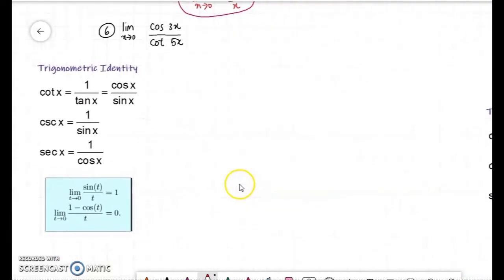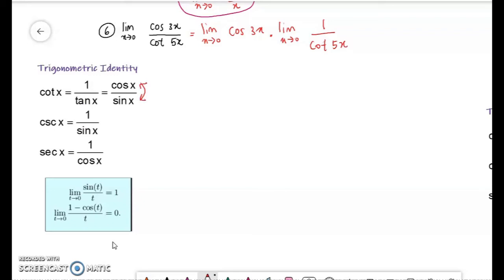So here we have cosine 3x over cotangent 5x. Similar to the previous example, what you can do is separate it first. So for cos 3x, times the limit as x approaches 0 of 1 over cotangent 5x.